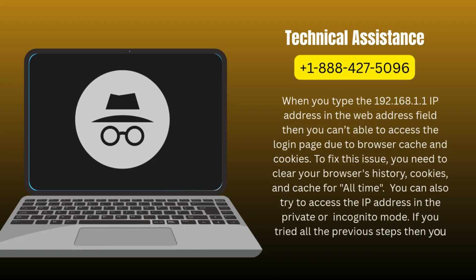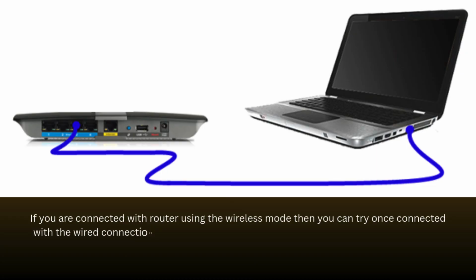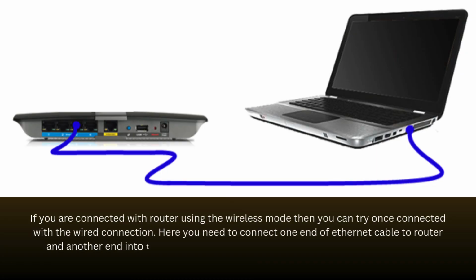If you tried all the previous steps, then you must try this. If you are connected to the router using wireless mode, then you can try connecting with a wired connection. Here, you need to connect one end of an Ethernet cable to the router and the other end to the computer or laptop. This is the last step to get connected.